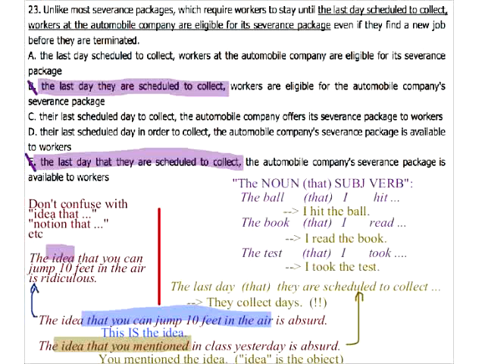So with things like idea, saying, notion, concept, it could be either of these two things, which could potentially be confusing. But make sure you know how that works. But the last day they are scheduled to collect is out and out not okay, because you don't collect days. And a day is not like an idea or a concept, so it can't work this way.